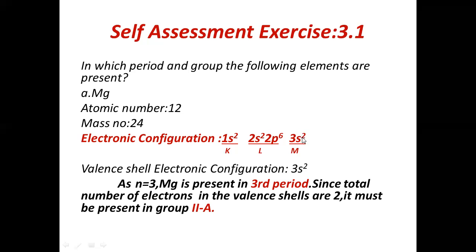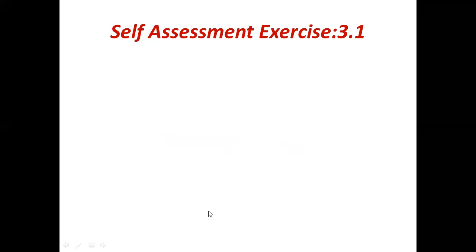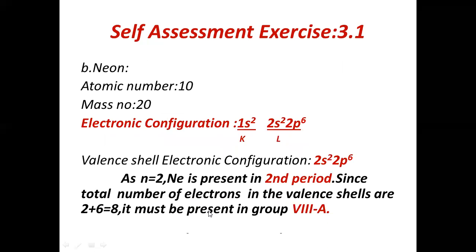And the number of electrons present in the valence shell tells us about the group number. So the number of electrons in the valence shell or the outermost shell is 2. So it must be present in group number 2A. B part, neon. Atomic number of neon is 10 and its mass number is 20.